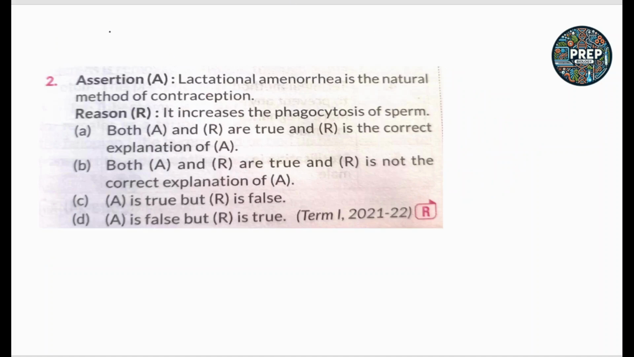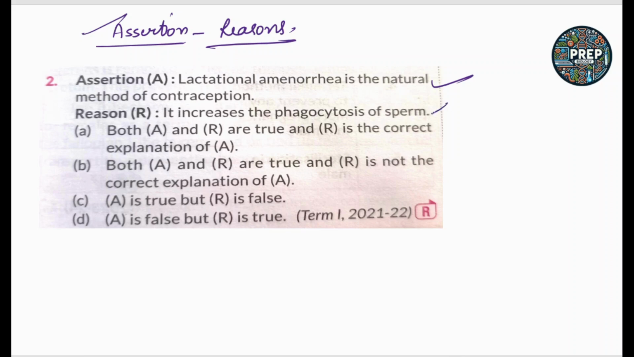Second last, the next is the assertion reasons. I have mentioned some assertion reasons that have been asked in your previous classes or that are important for your coming board exam. The assertion is that lactational amenorrhea is a natural method of contraception. Yes, this is correct. The reason is that it increases the phagocytosis of the sperm, which is incorrect. So the assertion is right, the reason is wrong. Answer is option C.